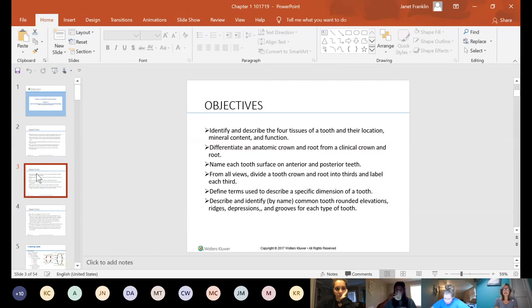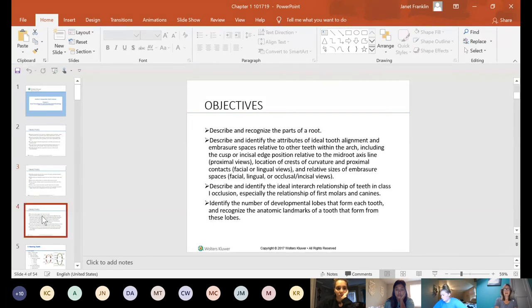Differentiate an anatomic crown and root from a clinical crown and root. Name each tooth surface on anterior and posterior teeth. From all views, divide a tooth, crown, and root into thirds and label each. Define terms used to describe a specific dimension of a tooth. Describe and identify by name common tooth rounded elevations, ridges, depressions, and grooves for each tooth type. Describe and recognize the parts of a root.